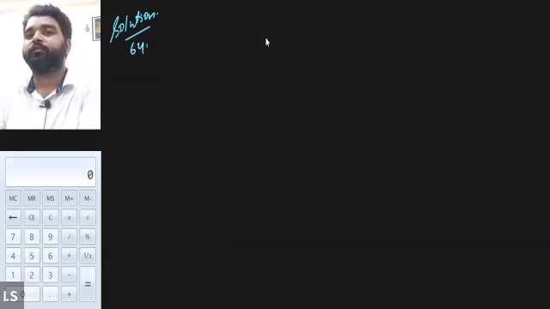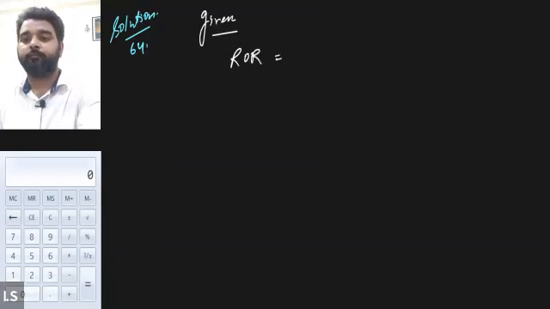See, solution to question 64. What is given in the question? First of all, let's write down all the values which are given in the question. Values that are given in the question is rate of return, right? Rate of return is how much? It was 20%.